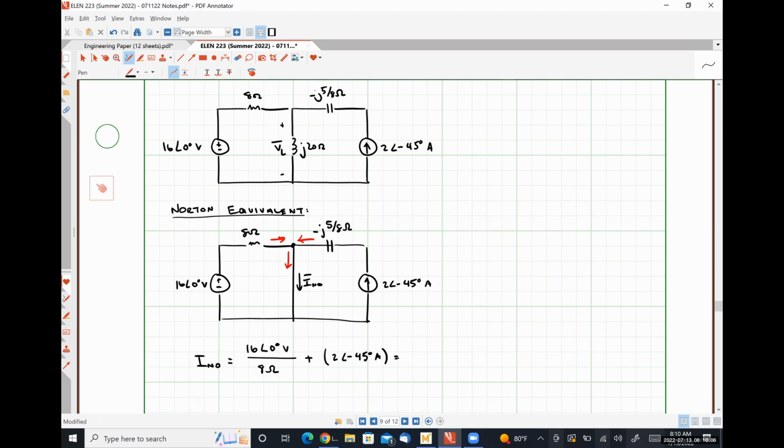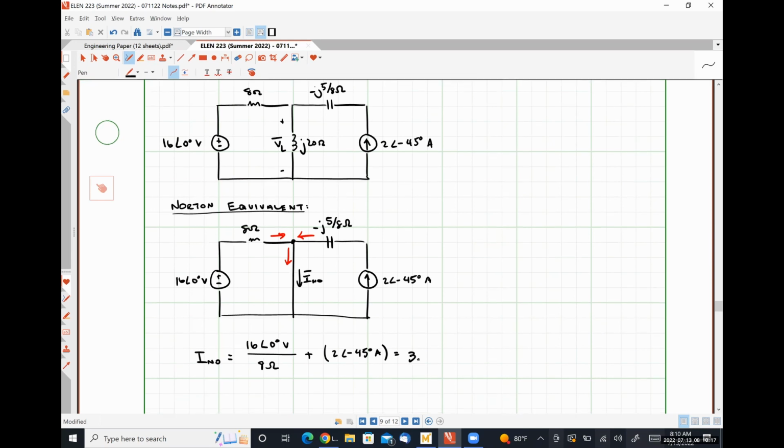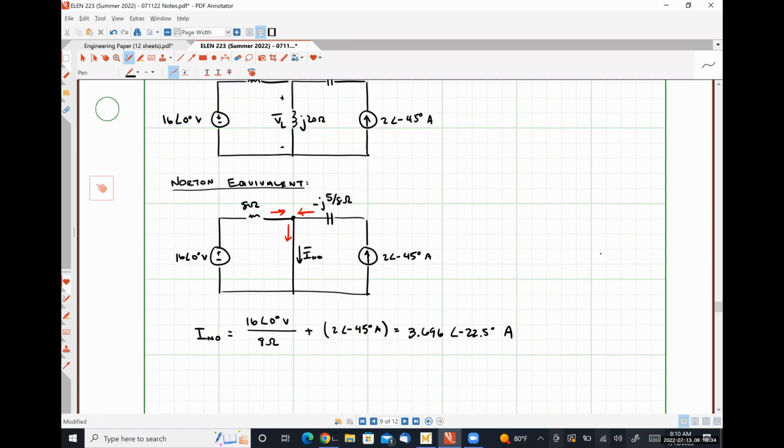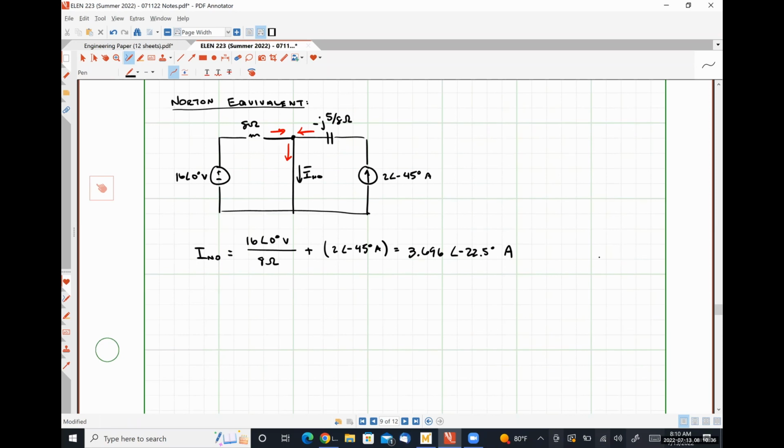Throw this into my calculator. So 16 over 8 is going to look like 2 plus 2 angle negative 45. Looks like 3.696 angle negative 22.5 degrees amps.